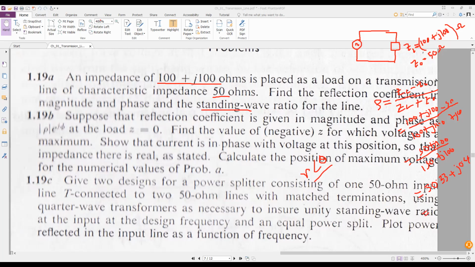Then I need this type of value, that means the polar.